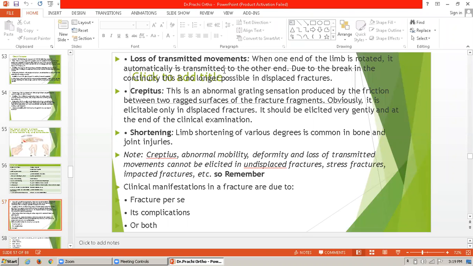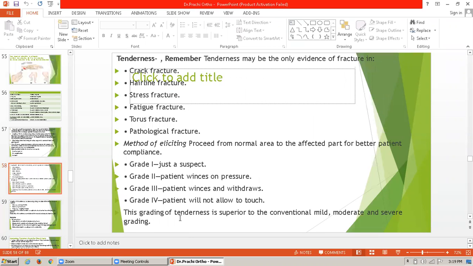Then there is the loss of transmitted movement, crepitus, and shortening. So the clinical manifestations in a fracture are due to the fracture per se, then its complications, or tenderness. In tenderness, remember that it may be the only evidence of a fracture in crack fracture, hairline fracture, stress fracture, fatigue fracture, and the pathological fracture also shows tenderness. The method of eliciting it is to proceed from the normal area to the affected part for better patient compliance.